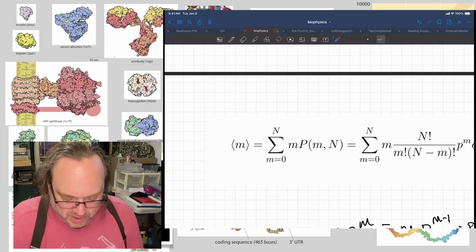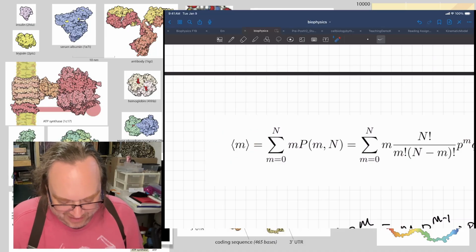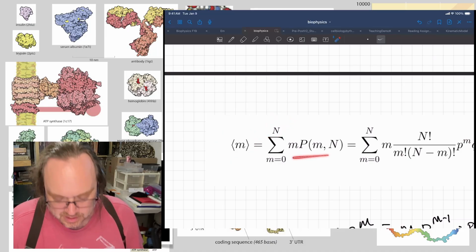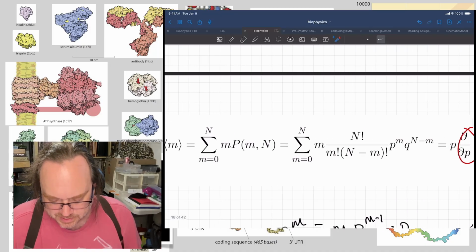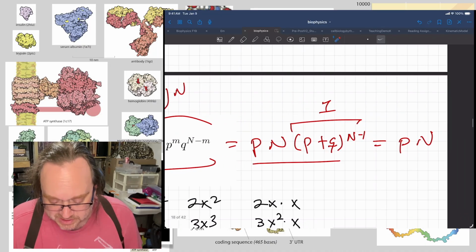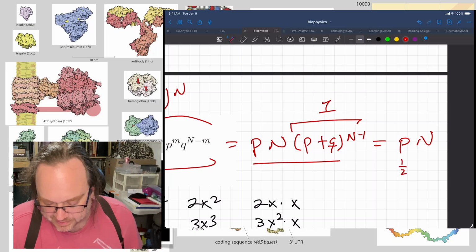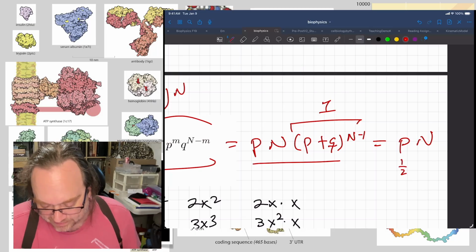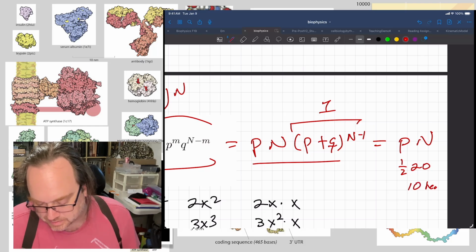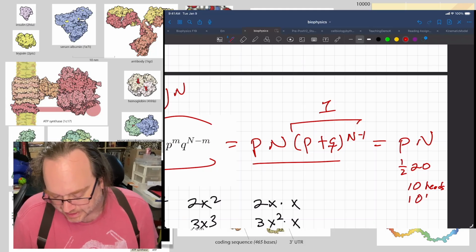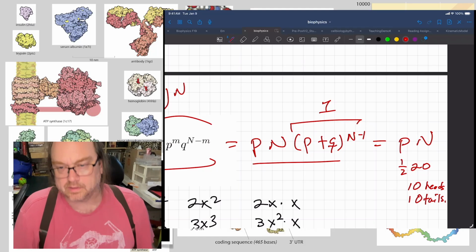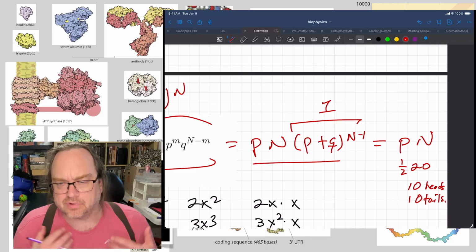The question was, what is the average result after doing n flips of this probability distribution? And as it turns out, it's a fairly understandable result. If p is a half and n is, say, 20 coin flips, then the average is going to be 10 heads, and then the other result is tails, and 10 tails. Okay? So nothing remarkable here, right?